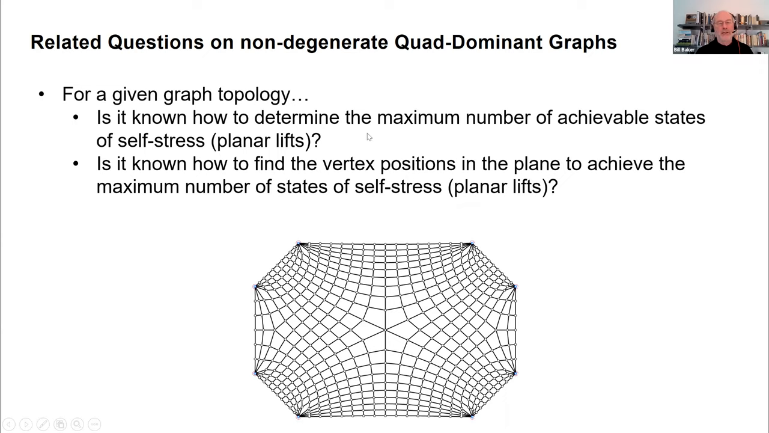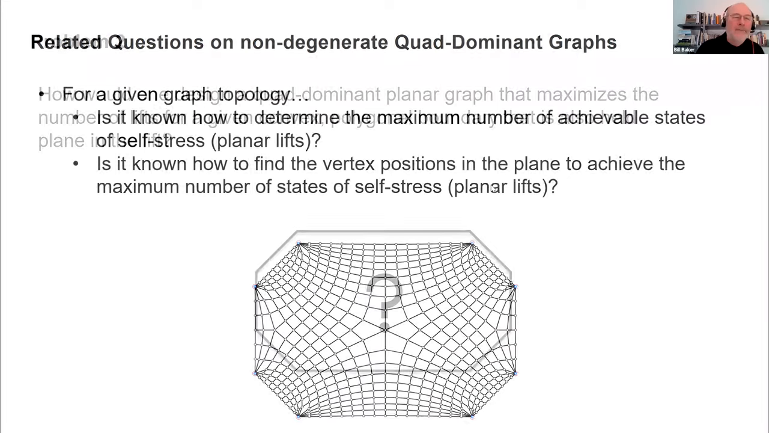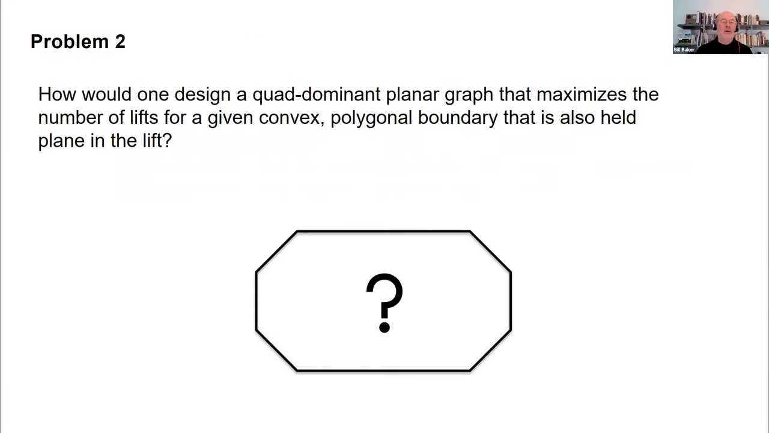So the first question is, how many are there? Number two, how do you find them? For problem two, where we give you a boundary, your client hires you and says, I need a skylight or I need a roof, this is a stadium, this is the boundary of my roof. How would one design a quad-dominant planar graph that maximizes the number of lifts for a given convex polygonal boundary, which is also held in the plane?